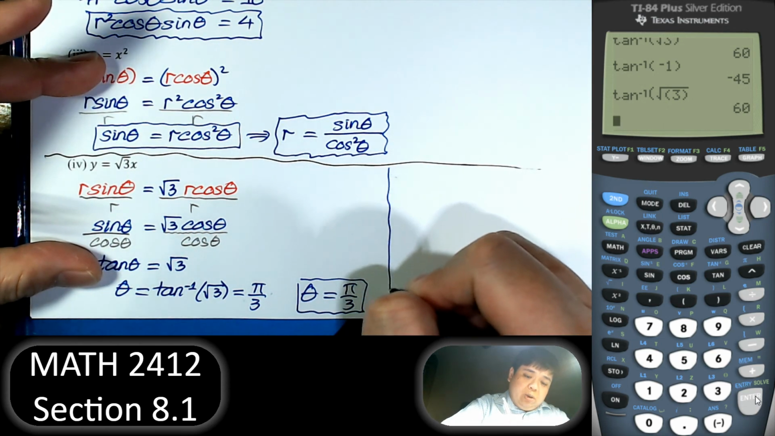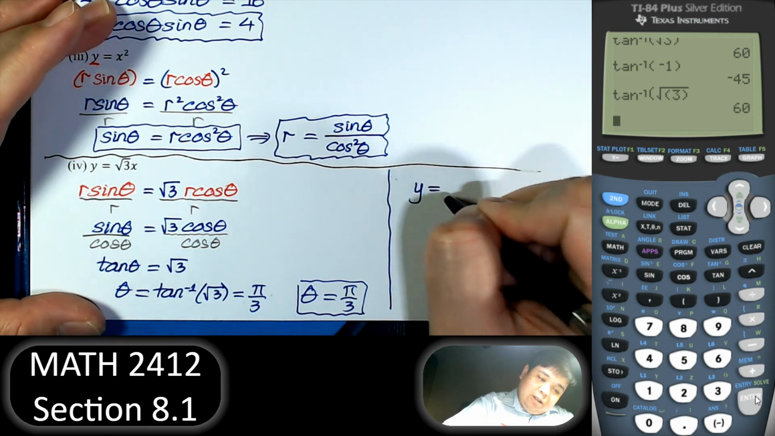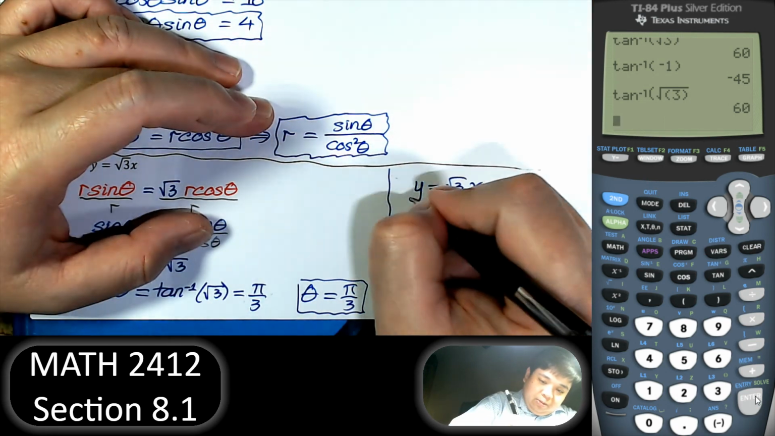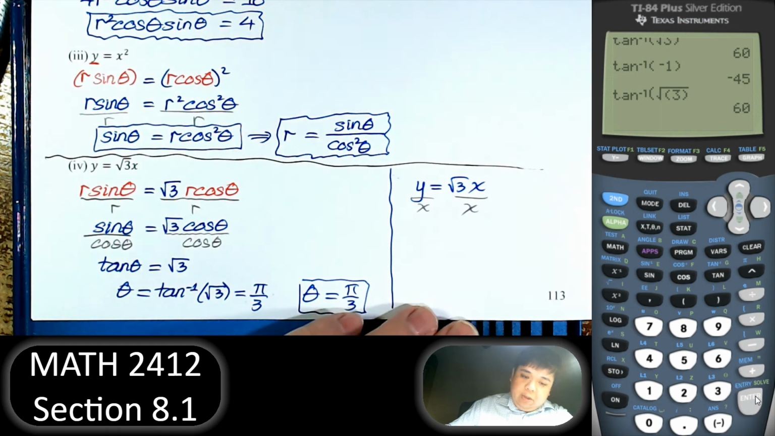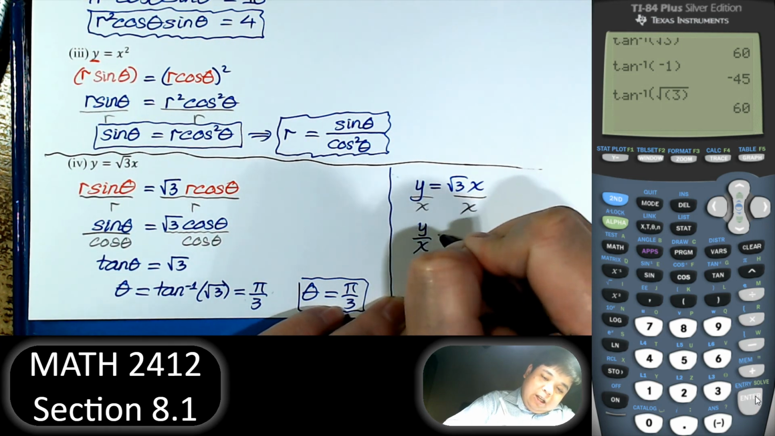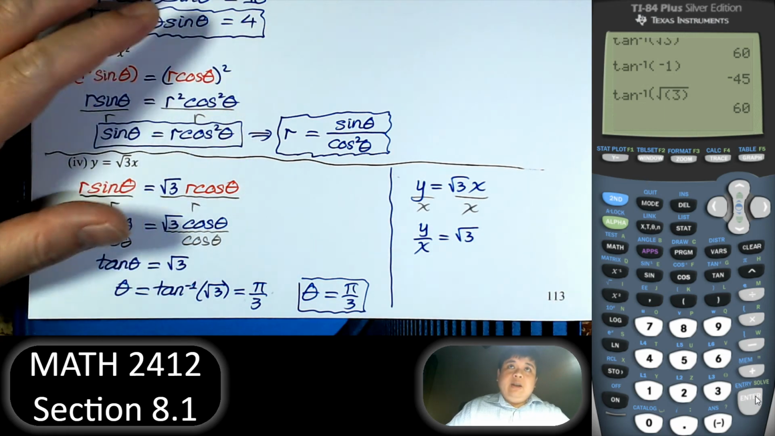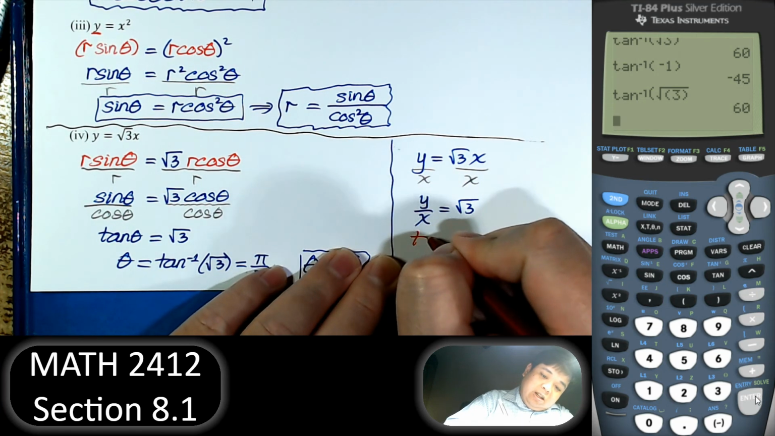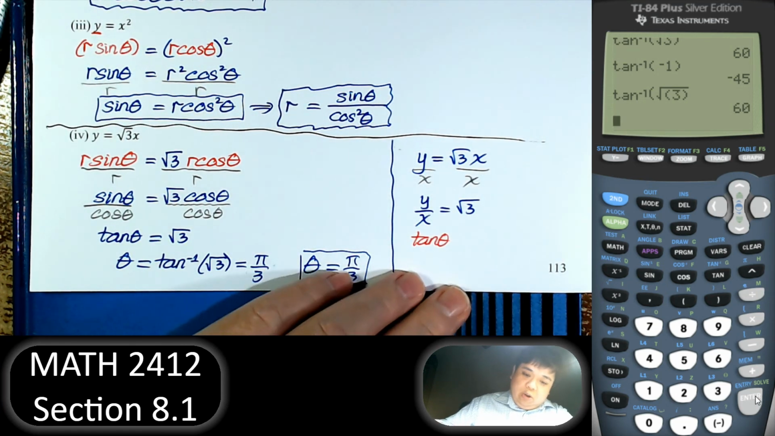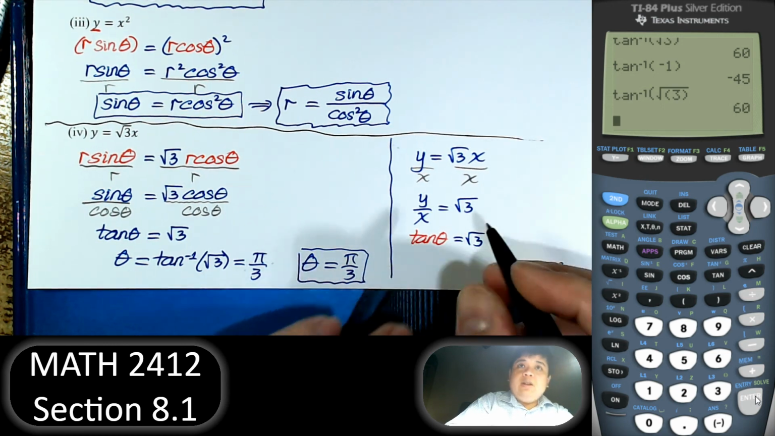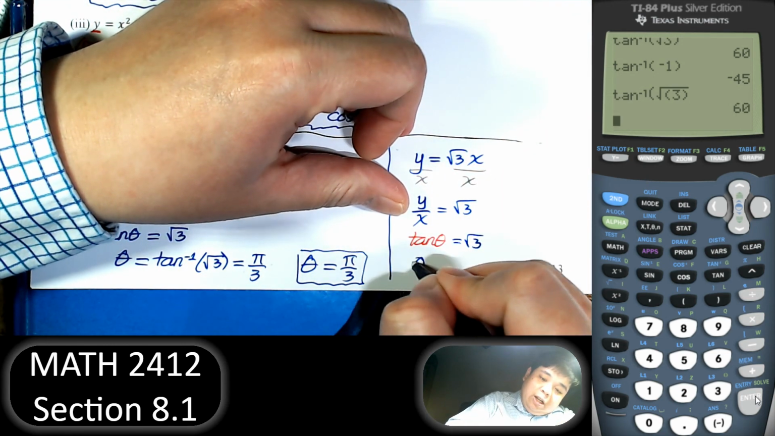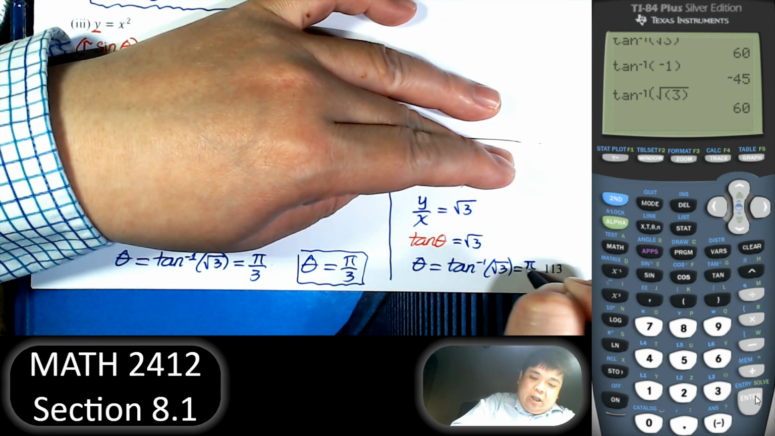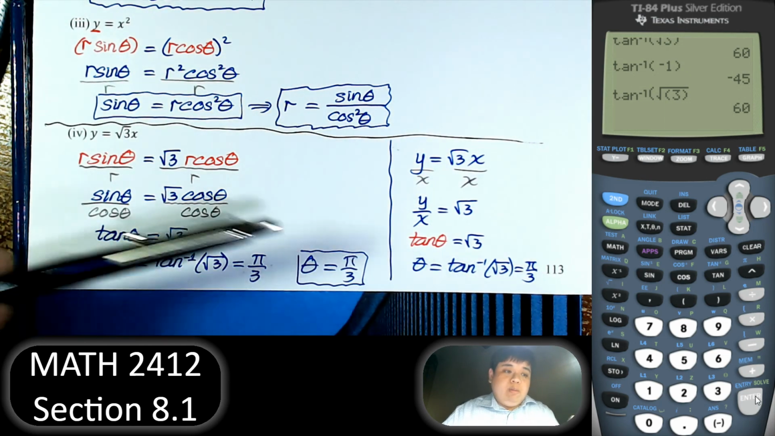Of course, there's another way to do this, more direct. I'm just going to divide by x on both sides. So we have y over x equal to square root of 3. And we have tangent of theta is y over x. So here we have y over x. So that gives us tangent of theta equal to square root of 3. Of course, if tangent equal to square root of 3, the angle is tangent inverse of square root of 3, which is pi over 3. So of course it works out the same way, but this one is more direct.